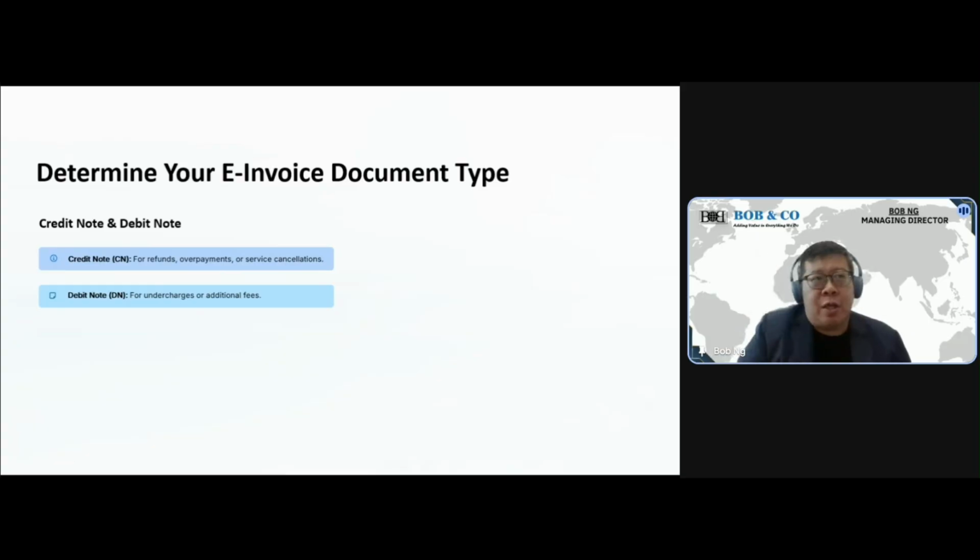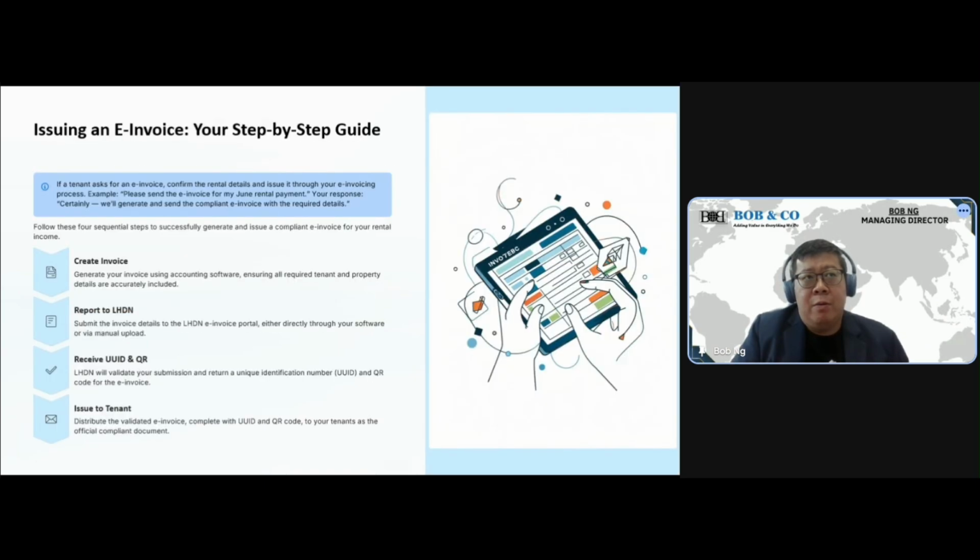Yeah. Oh, so this is basically a summary of what I mentioned earlier. We've spoken about the credit note and the debit note, so I'm not going to touch further on this. So if you're in the process of issuing an e-invoice, again, just let me summarize because I've covered this a little bit earlier. The 4 main steps that you need to do is to create the invoice using the software first, right? Make sure all the details of the tenancy and the property details are accurate, right? And then you do a reporting to LHDN through the MyInvoice portal.